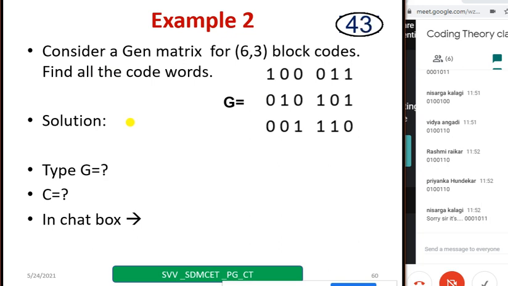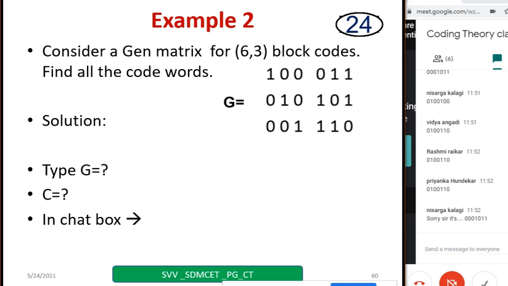G equal to 100011 first row, 010111 second row, 001110 third row.